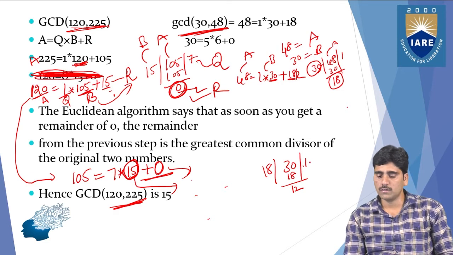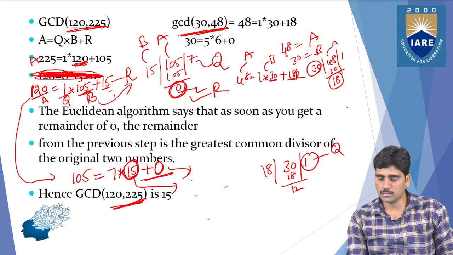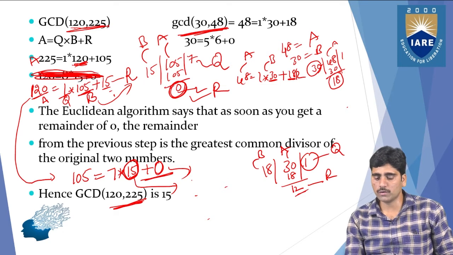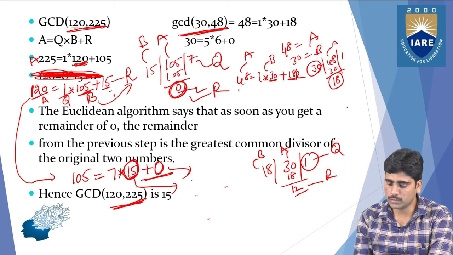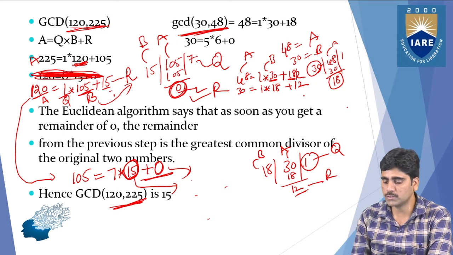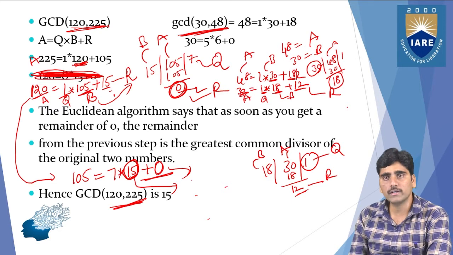So you can write, this is the coefficient, this is the A value, this is the B value, and this is the remainder value, right? How can you form this statement again? 30 equals what? 1 into 18 plus 12. So 12 is the remainder, 18 is the B value, 1 is the quotient, and 30 is the A value, right? So still we are not getting any zero.